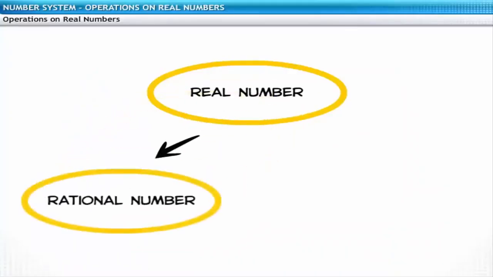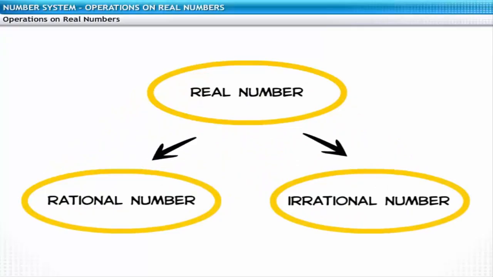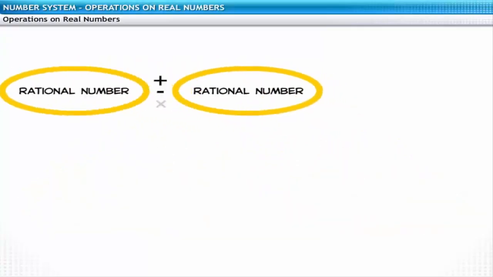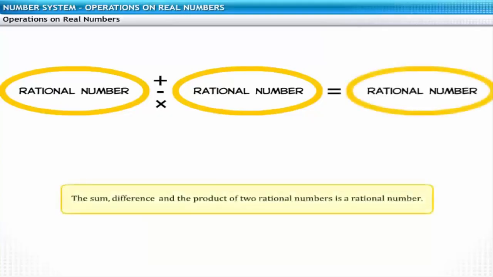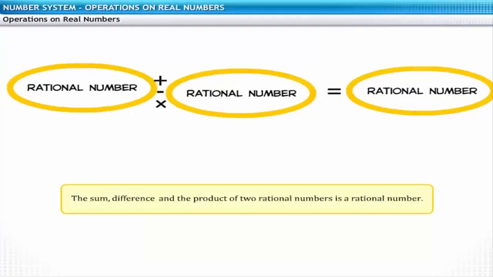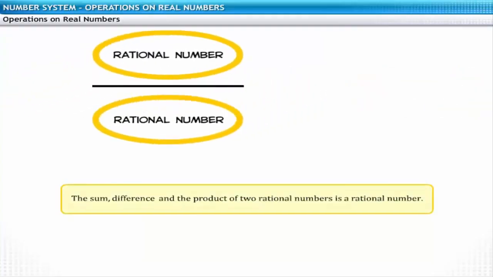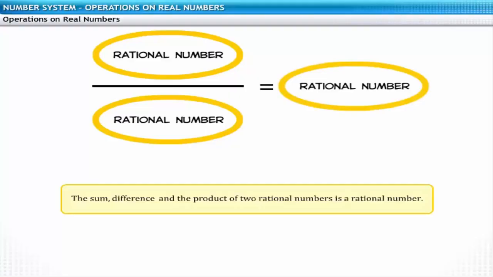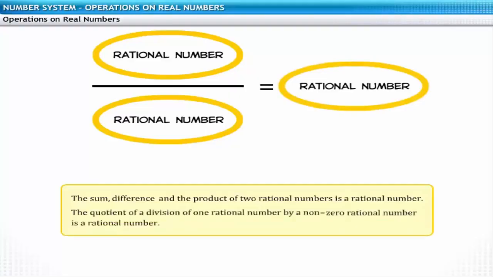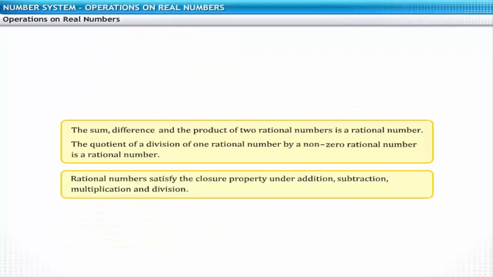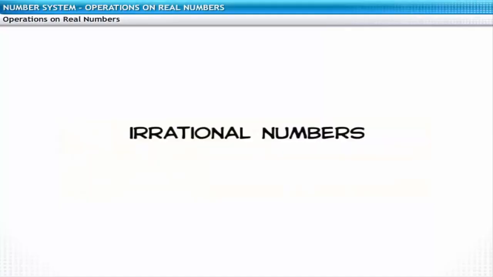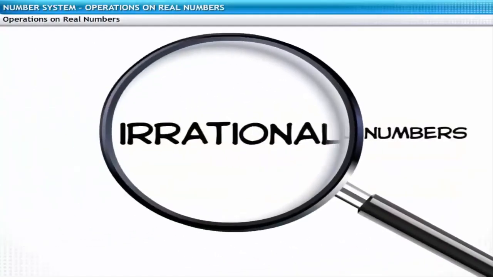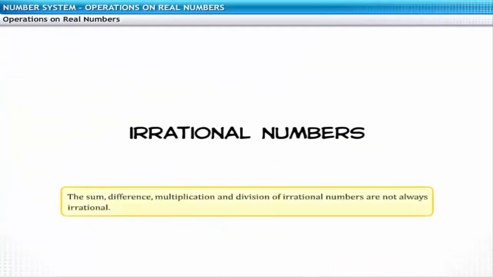A real number is either a rational number or an irrational number. When we add, subtract, or multiply two rational numbers, we get a rational number. Even when we divide one rational number by a non-zero rational number, we get a rational number. This implies that rational numbers satisfy the closure property under these operations. But this is not the case with irrational numbers. Let's have a look.